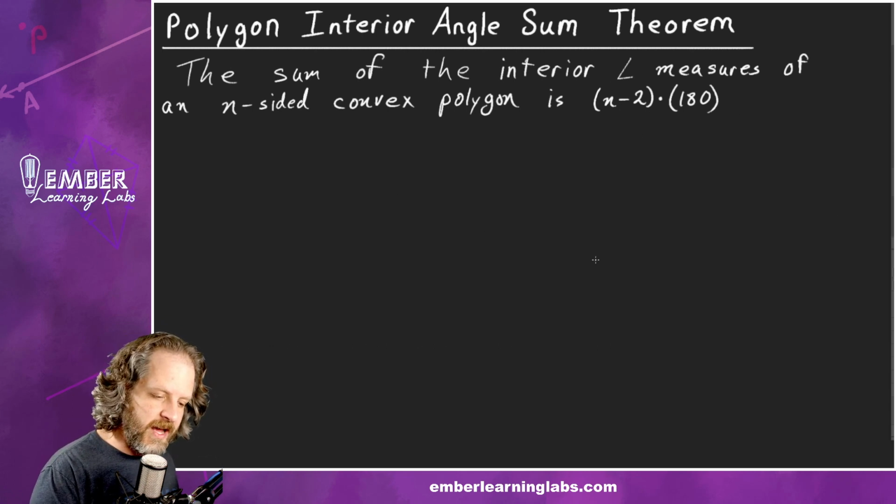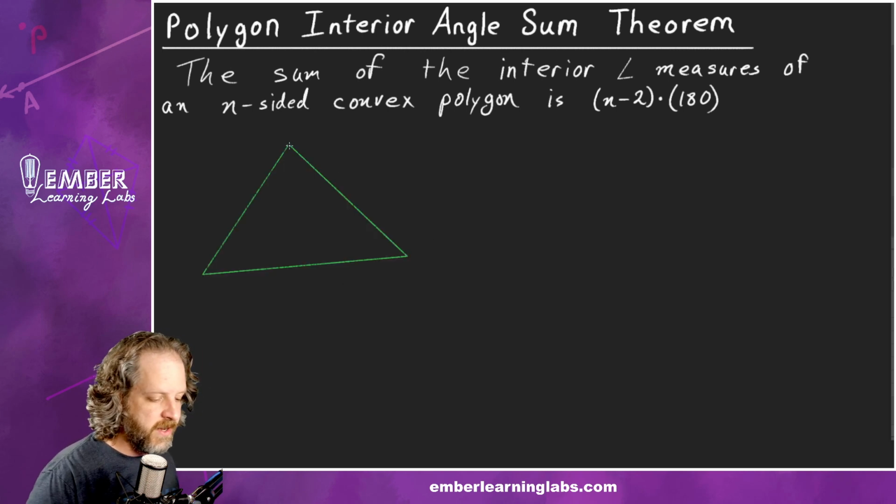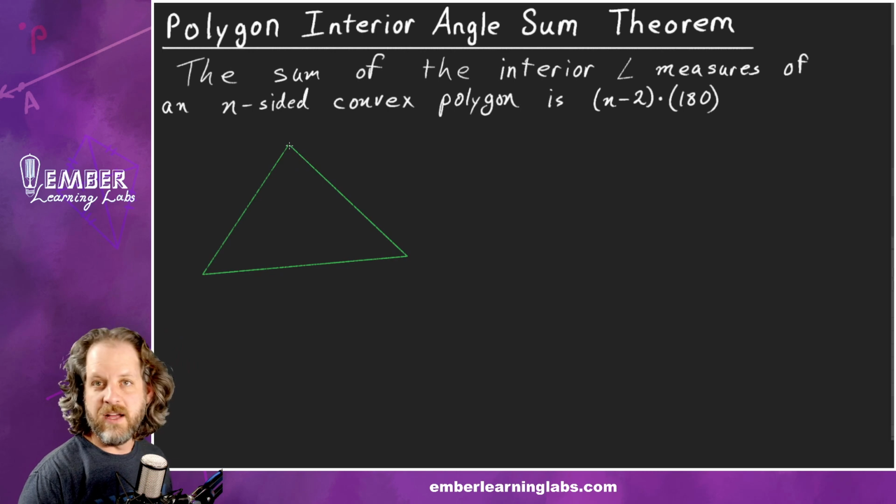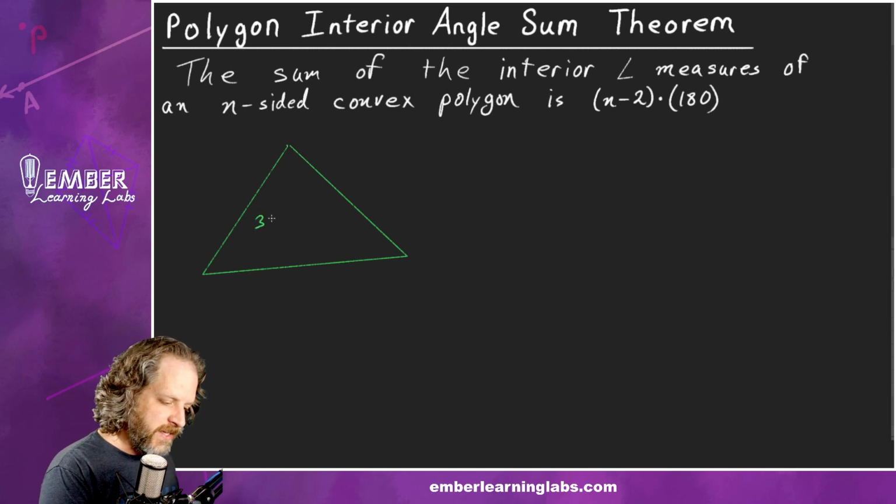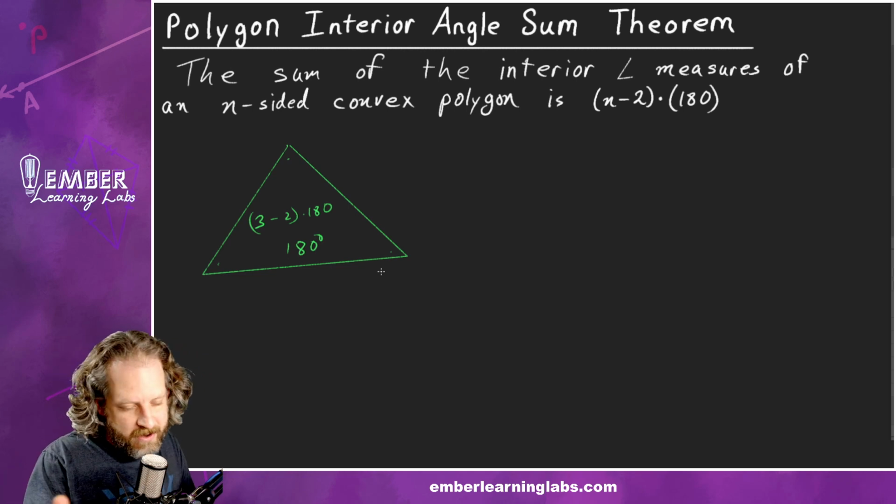So I'm just going to pop in a couple of examples here. The one we already know is a triangle. How many sides does this have? It has 3 sides. And we subtract 2 from that and multiply that times 180. Well, 3 minus 2 is 1 times 180 is 180 degrees. So all of these interior angles add up to 180 degrees, which you knew already for a triangle.